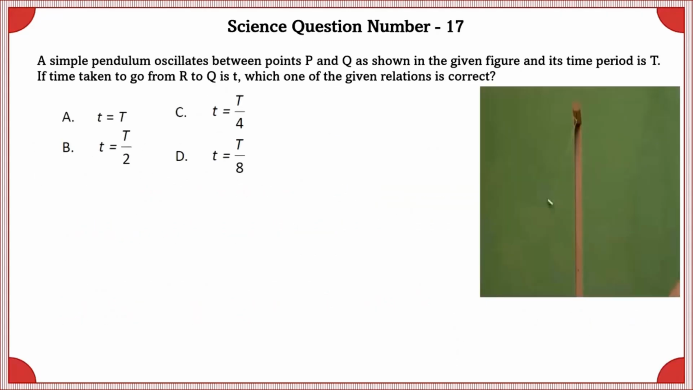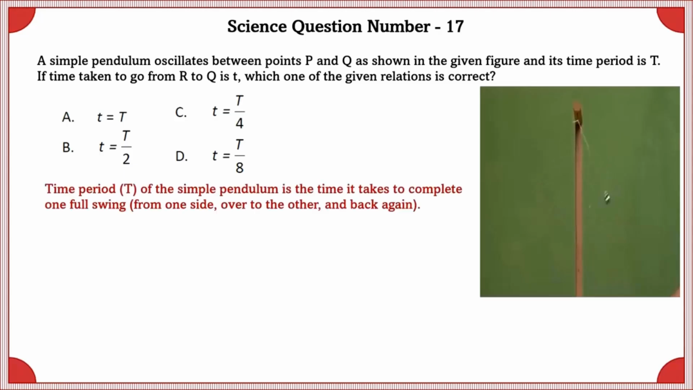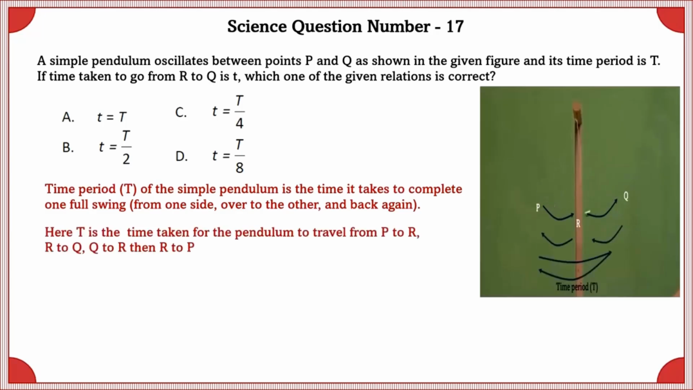Science question number 17. A simple pendulum oscillates between points P and Q as shown in the given figure, and its time period is T. If time taken to go from R to Q is T, which of the following given relations is correct? Time period of the simple pendulum is the time taken to complete one full swing from one side over to the other and back again. Here T is the time taken for pendulum to travel from P to R, R to Q, Q to R and then R to P.